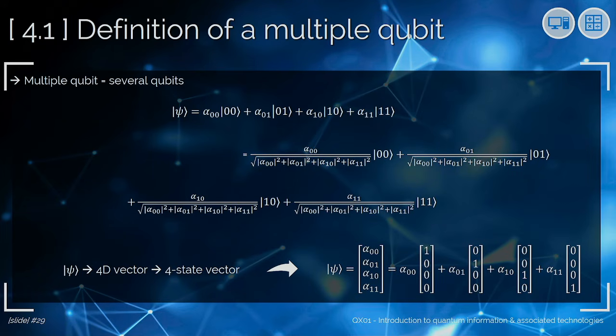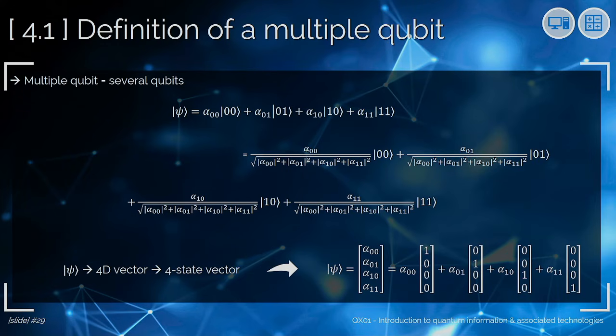And indeed, I have the term 0, 0, so both qubits are in the 0 state. The term 0, 1, so one qubit is in the 0 state and the other one is in the 1 state. Or 1, 0, so that's the other way around. And 1, 1, which is both qubits in the 1 state.